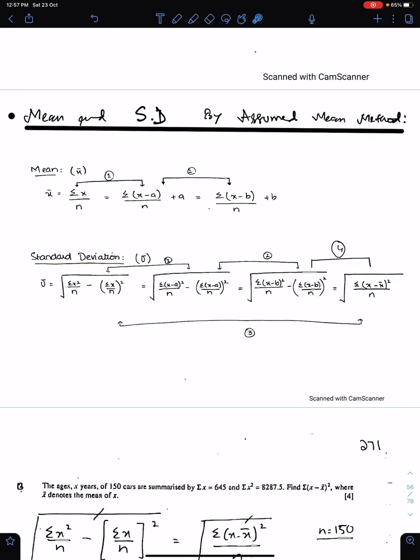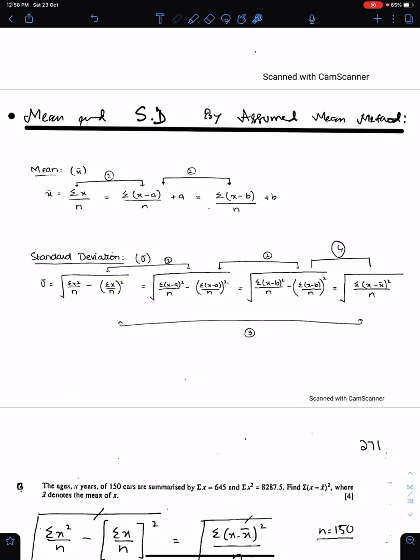For standard deviation, we have 4 formulae. This will be given in exam, and this will also be given in exam. And you can form these two formulae yourself, and they are very simple. If you replace x square by x minus a whole square here, and x by x minus a, then you can easily get this formula.